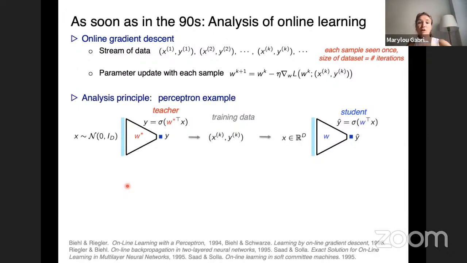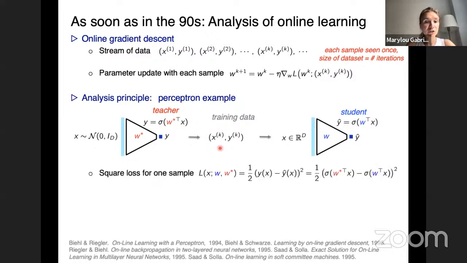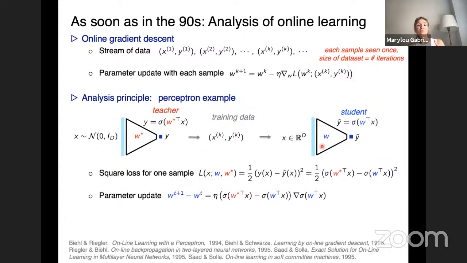And the analysis principle, if I give you the perceptron example, where we have a matched teacher and a student, let's say for this example, where again the teacher is going to send training data points one by one to the student. So let's say that we take a square loss. So for one sample, we are just going to take the square of the difference of what the teacher had predicted and the student is predicting. And then we have the parameter update that corresponds to taking the gradient of this loss and having, of course, a learning rate.